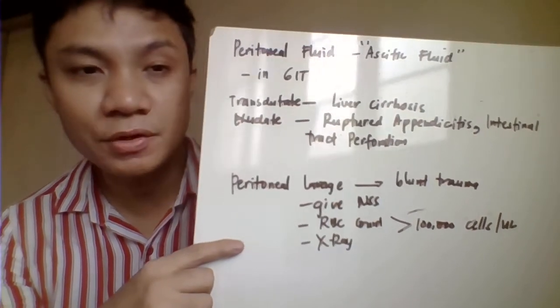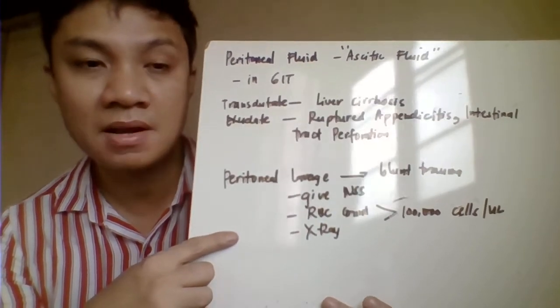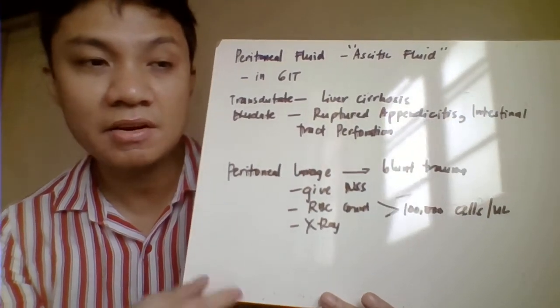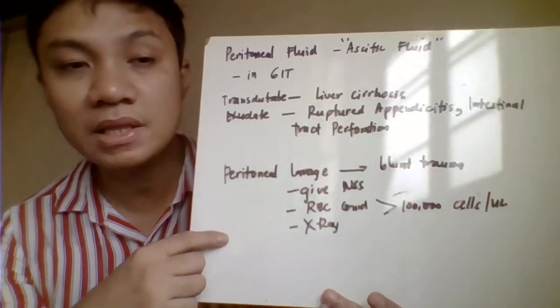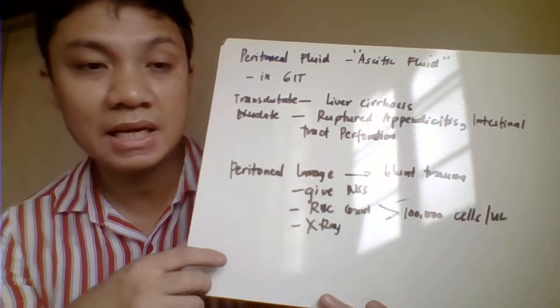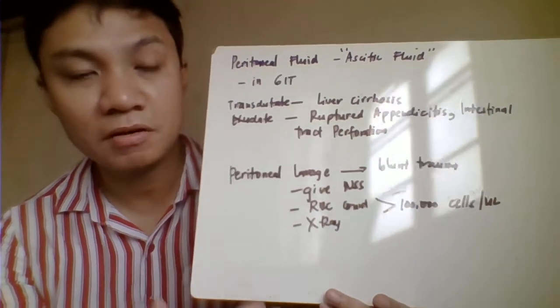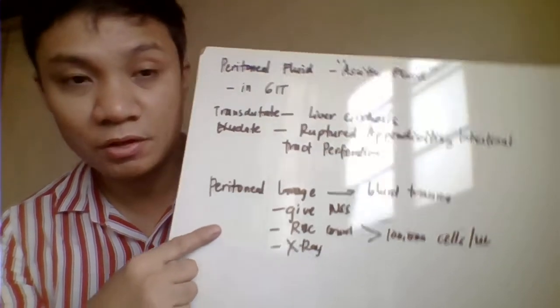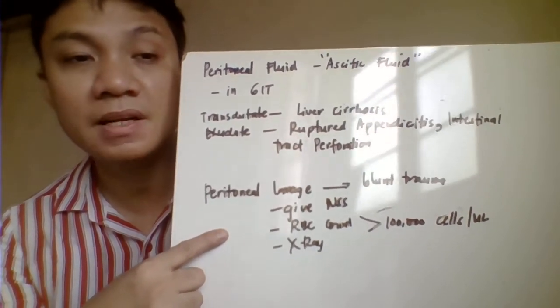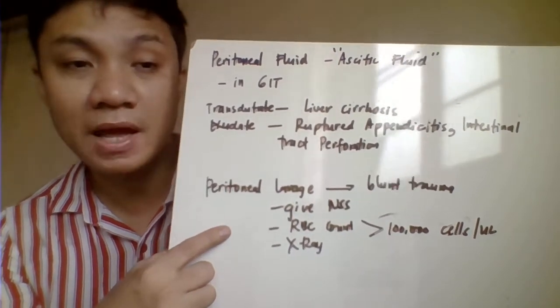Then we're doing here peritoneal lavage, basically to identify the presence of blunt trauma affecting your gastrointestinal tract. When you're doing that one, you are introducing saline, NSS, in order for that to be cleaned up, in order for you to identify the presence of your traumatic injury or the blunt trauma. It could be identified here by having RBC count more than 100,000, and it's also identified with the help of your X-ray.